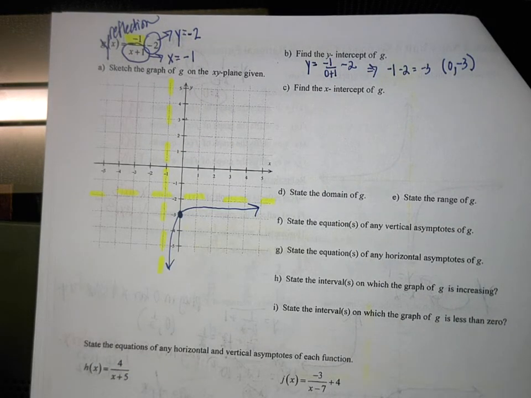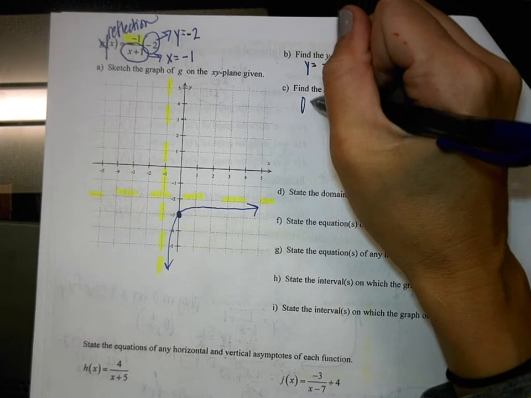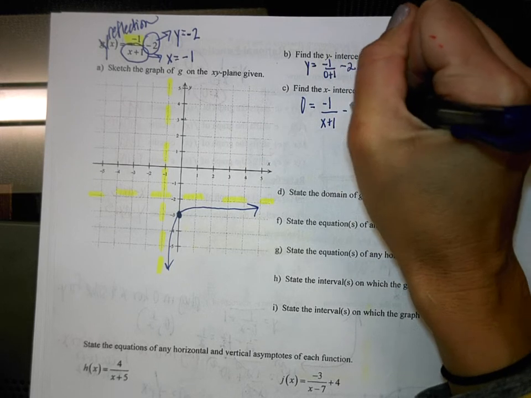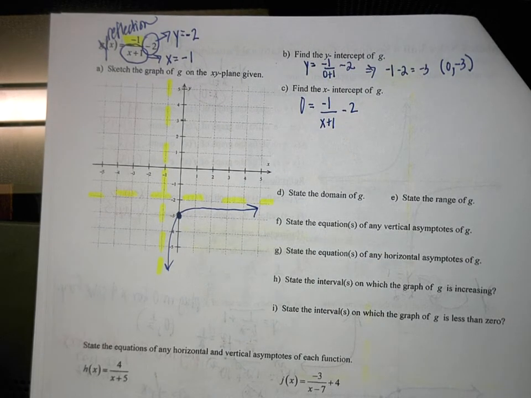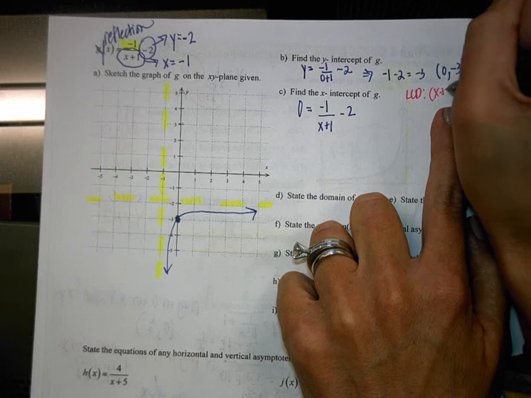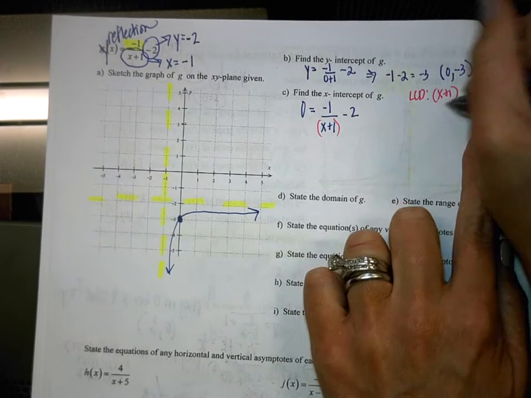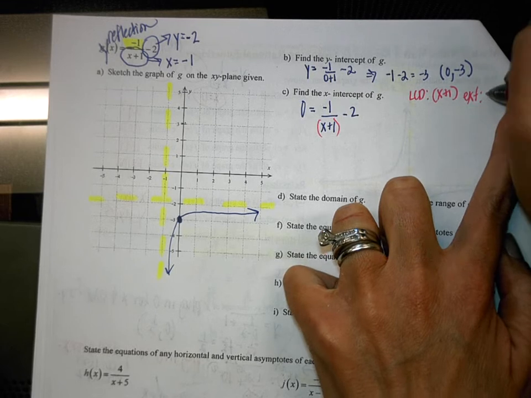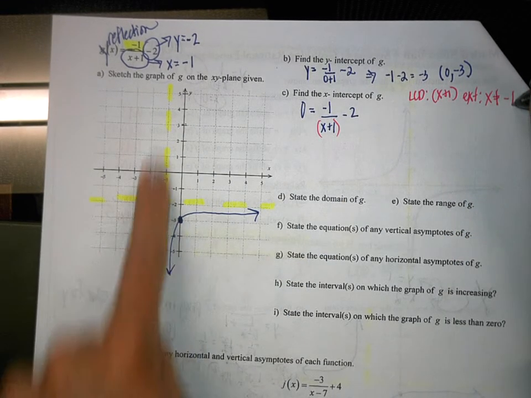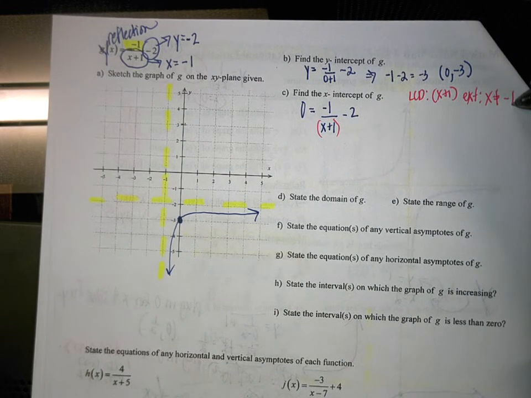Okay. How do we find our x-intercept? Because we're going to have to find our x-intercept, right? Okay. Plug in 0 for y and solve for x. So 0 equals negative 1 over x plus 1 minus 2. In order to solve this, what would I need to do? Very good. LCD. And what is my LCD for this problem going to be? X plus 1 is correct. And my extraneous solutions are x cannot equal negative 1. And we can see why, correct? There's an asymptote. There's no way x can equal a value on that asymptote.